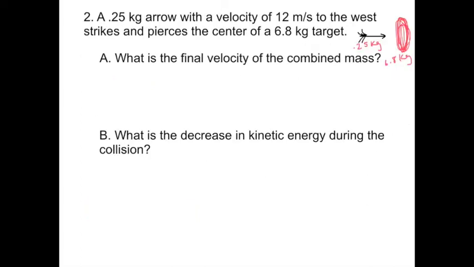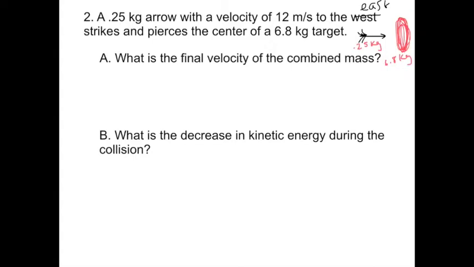Practice 2. A 0.25 kilogram arrow with the velocity of 12 meters per second to the west, here it's drawn to the east, strikes and pierces the center of a 6.8 kilogram target. A. What is the final velocity of the combined mass?